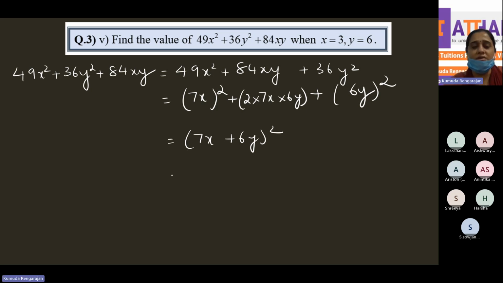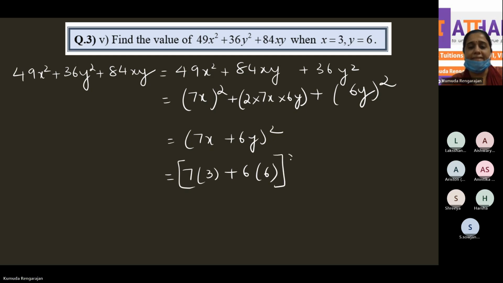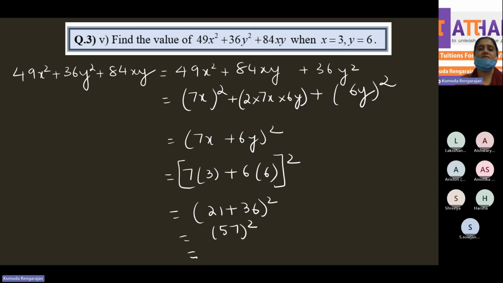Now use the values of x and y given. So that's equal to 7 into 3 plus 6 into 6, the whole square, which is 7 3s are 21 plus 6 6s are 36, the whole square. So this is 57, the whole square. And find 57 into 57. That's the value of the given expression. From the third step, that is how we get 7x plus 6y the whole square.